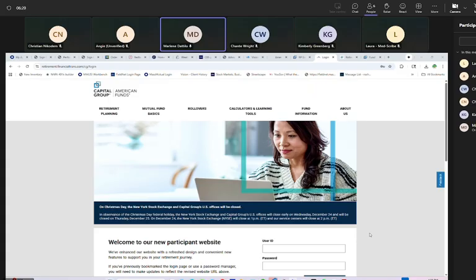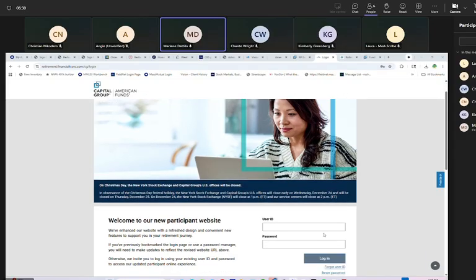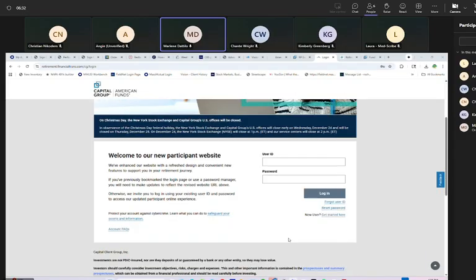You will be added to the plan's eligibility, and this should turn out an email to you for you to go ahead and start to get enrolled. And it will look something like this. Welcome to our new participant website. And you are probably going to be logging in as a new user. So you want to start down here where it says new user, get started here.